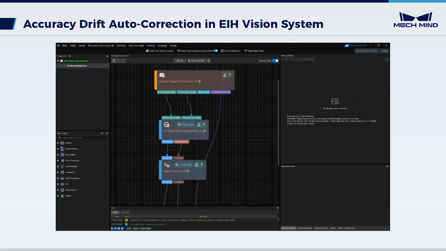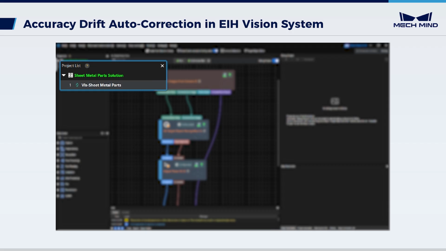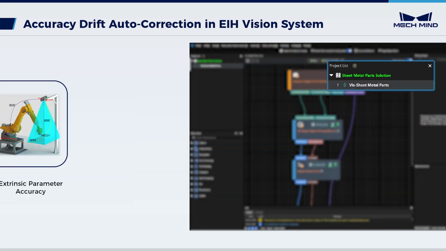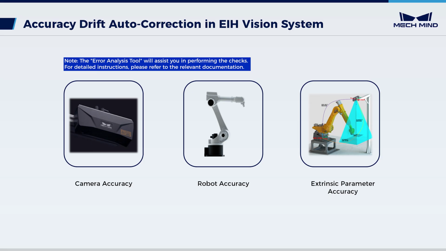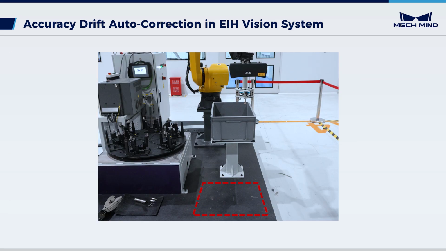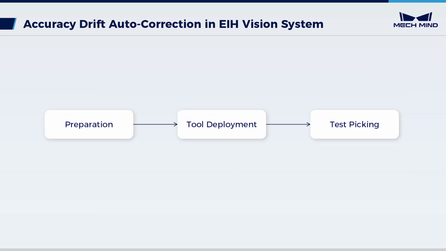Before deployment, make sure the workstation has a vision solution for picking. Confirm that the accuracy of the camera, robot, and extrinsic parameters has been checked, and the robot can accurately pick the target objects. Ensure the space for fastening calibration spheres at this workstation. Now, start the deployment. The process is as follows.